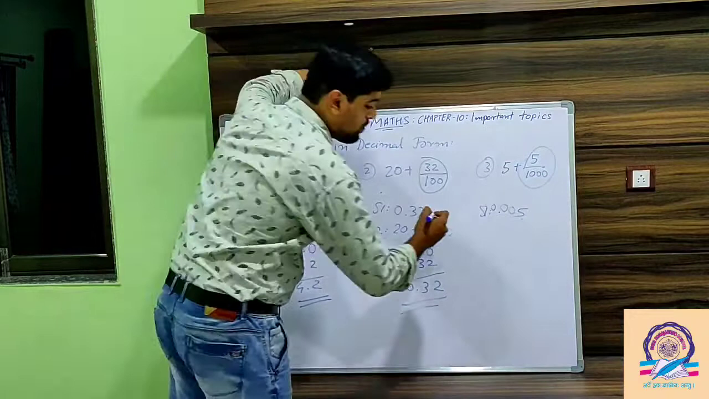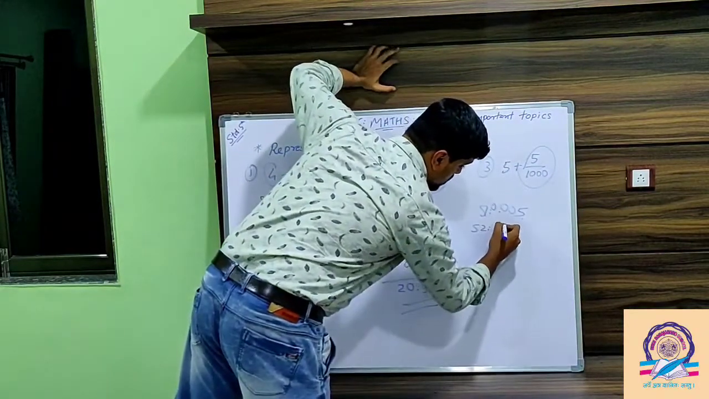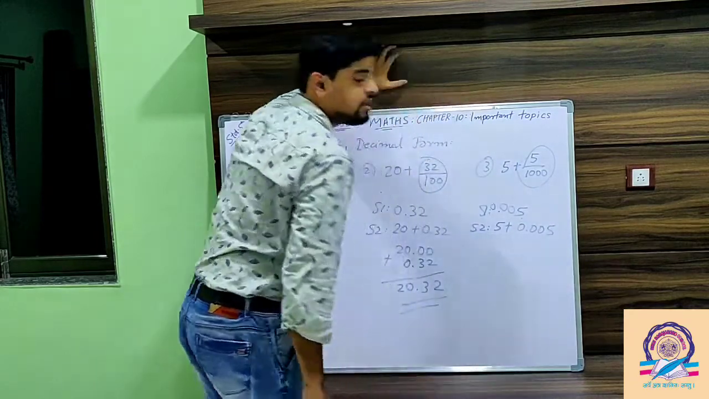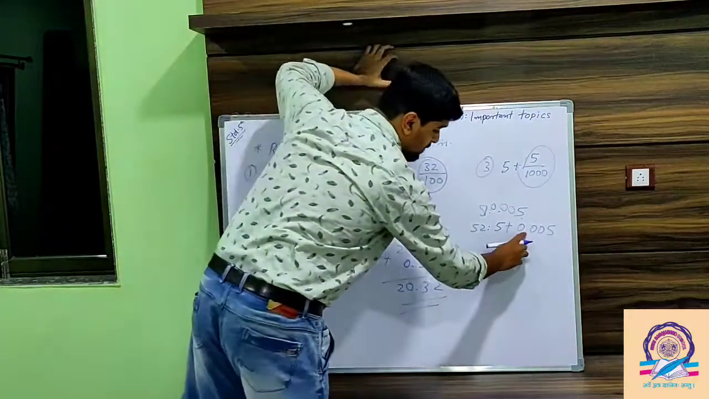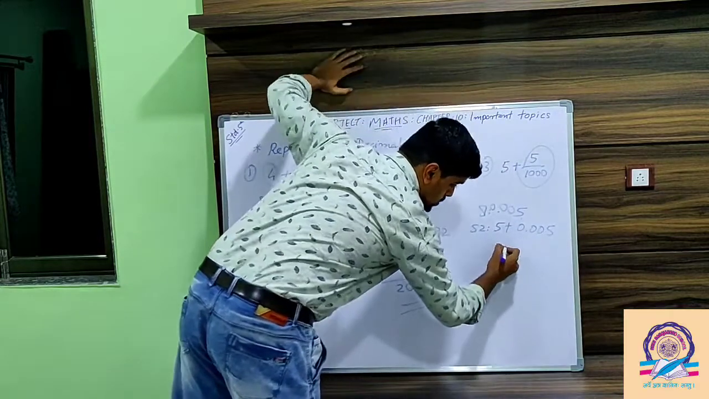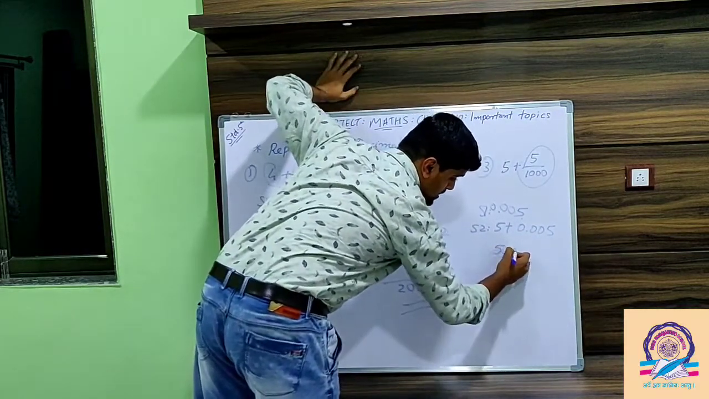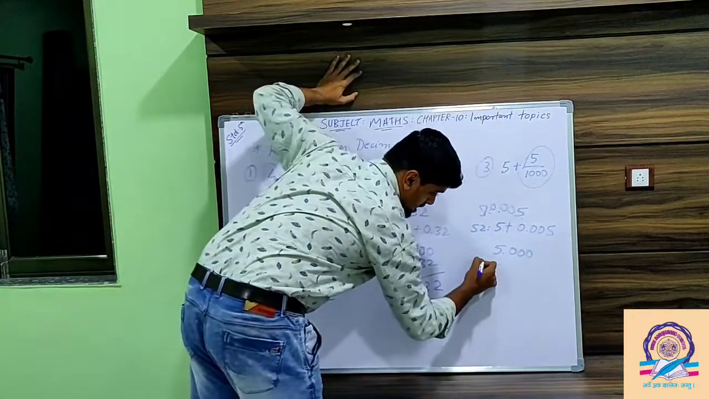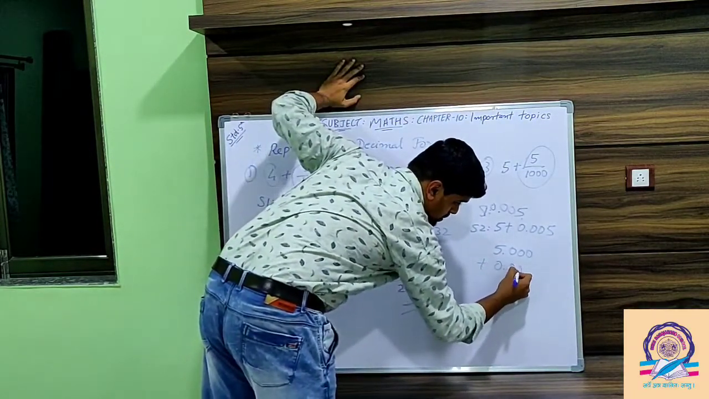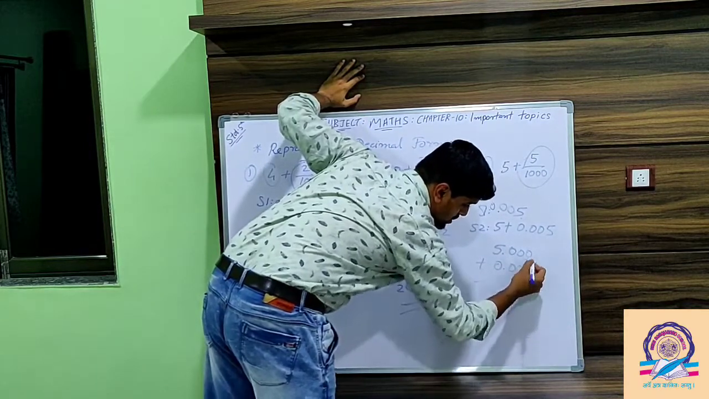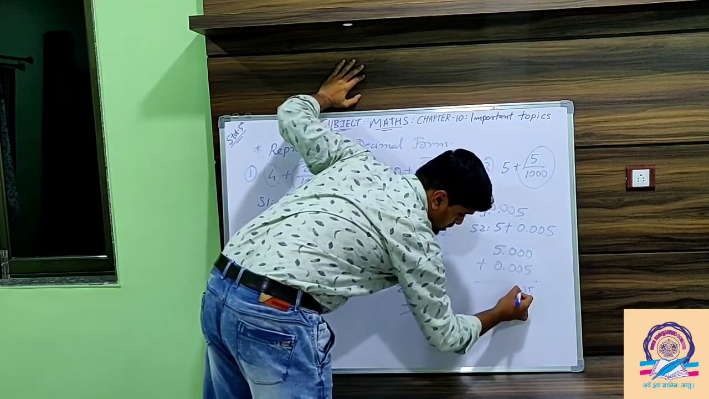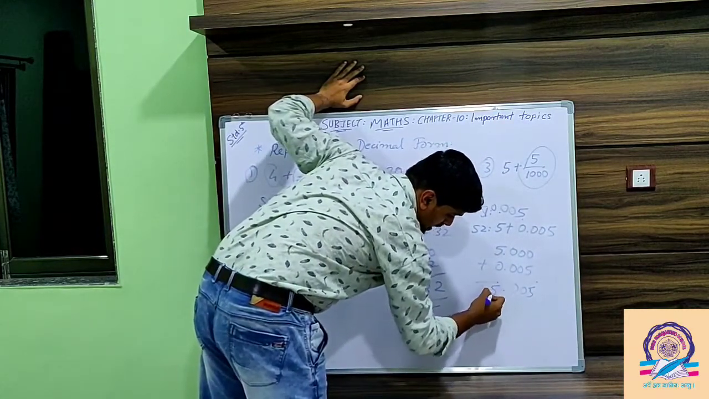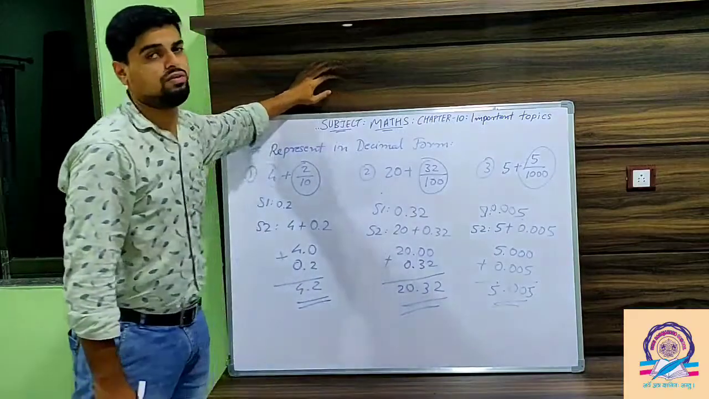Now in this case also we have to do step 2: 5 plus 0.005. Now here after the decimal, how many digits? 3. So I have to take 5.000. Why? Because 3 digits are there. Then add with 0.005. Now do normal addition. 0 plus 5, 5. 0 plus 0, 0. 0 plus 0, 0. Decimal point as it is. 5 plus 0, 5. So our answer is 5.005.